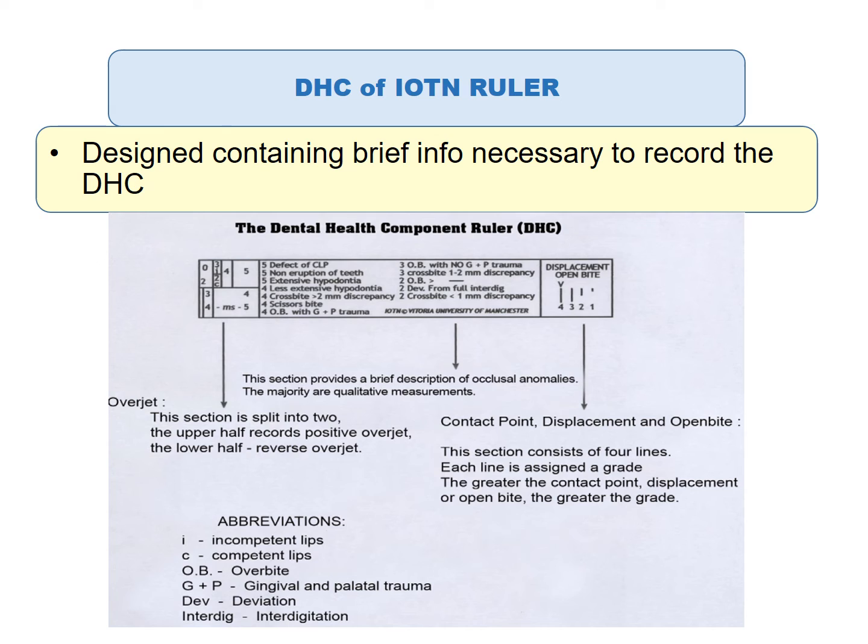Now, the DHC of the IOTN also has a ruler which is designed containing brief information necessary to record the dental health component. As you can see in this diagram, there is a section here on the ruler which records positive overjet and reverse overjet, and the section here records contact point displacement and open bite, and this middle section provides a brief description of occlusal anomalies, and the majority are qualitative measurements.